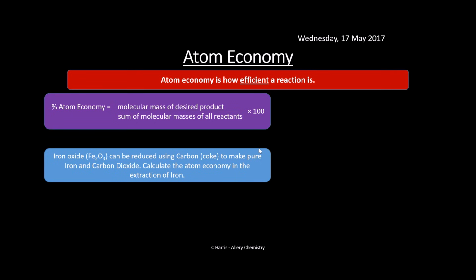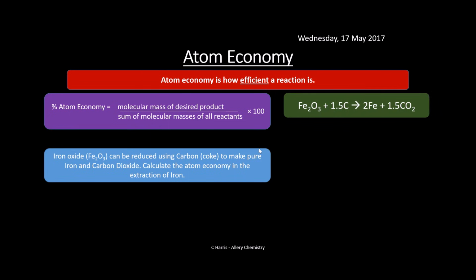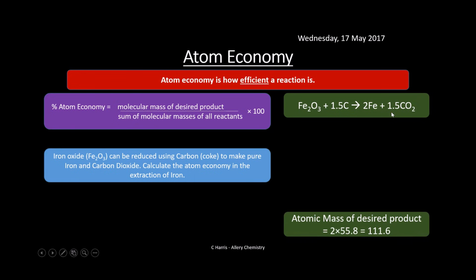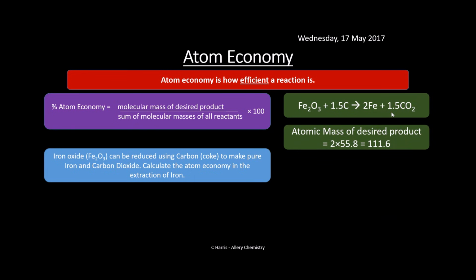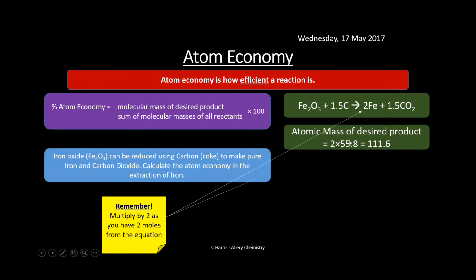So for example, iron oxide, Fe2O3, can be reduced using carbon, which is coke, to make pure iron and carbon dioxide. Calculate the atom economy in the extraction of iron. Okay, so let's have a look. You can see here, there's our equation. Iron oxide, Fe2O3, plus 1.5 carbon will produce 2 lots of iron and 1.5 lots of carbon dioxide. The atomic mass of the desired product, the iron, is 2 lots of 55.8. Remember we have to multiply it by 2 because we've got 2 moles of it. So we get 111.6, and that's the mass of the desired product.